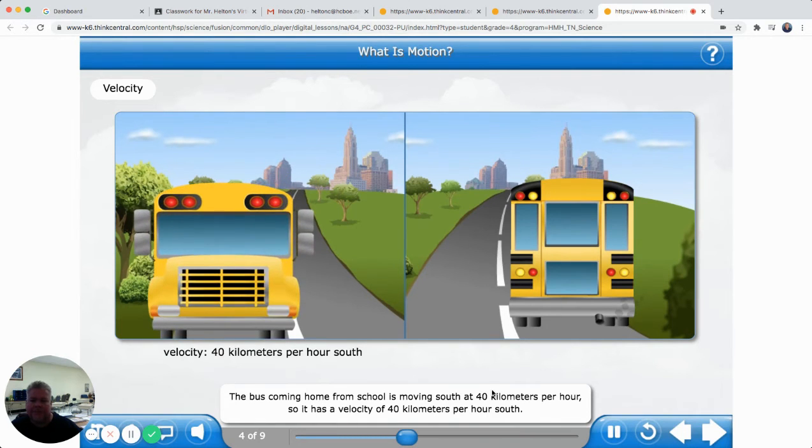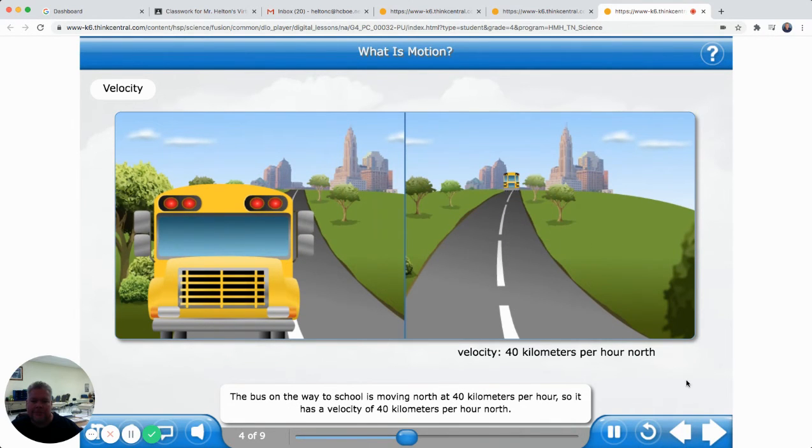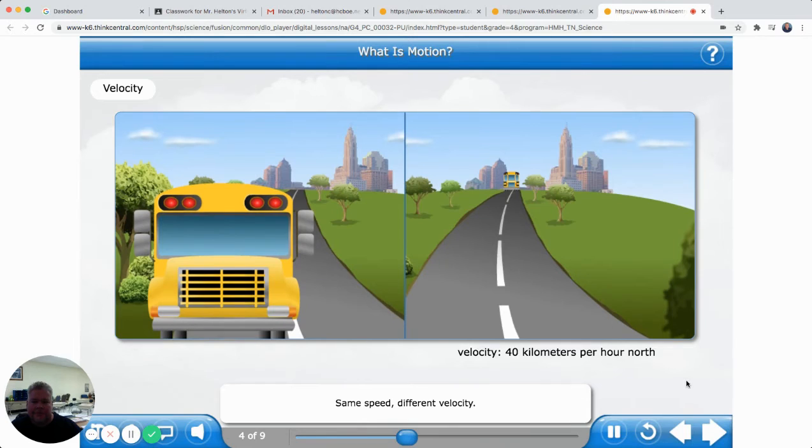The bus coming home from school is moving south at 40 kilometers per hour, so it has a velocity of 40 kilometers per hour south. The bus on the way to school is moving north at 40 kilometers per hour, so it has a velocity of 40 kilometers per hour north. Same speed, different velocity.